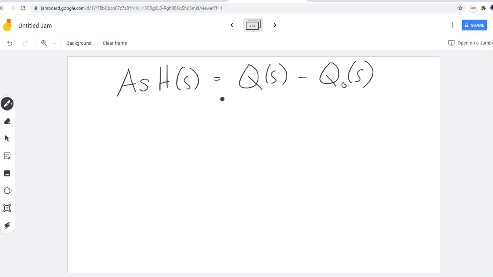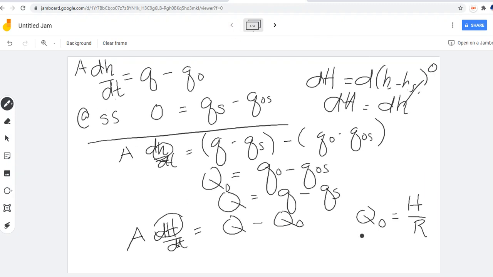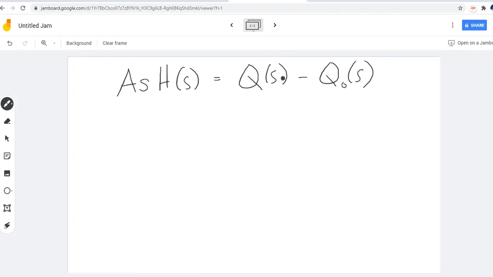However, our problem here is that we have 3 variables, and to derive the transfer function of a physical system we need to limit our variables to only 2. So we will be changing one in terms of another, and what we will be changing is this Q sub O of S. Why? Because we have this relationship that our Q sub O is equal to H over R, and we are going to apply it here. So we will continue what we have started.